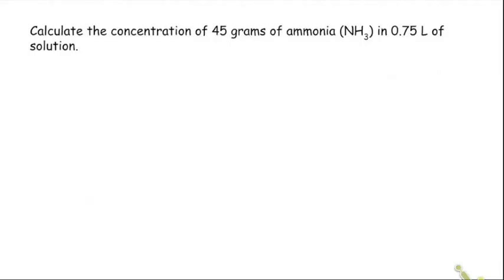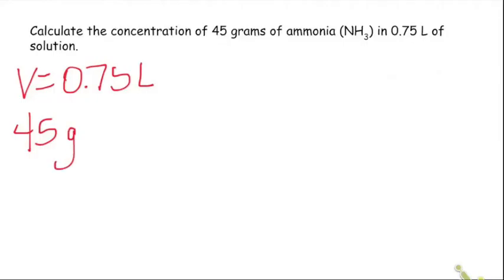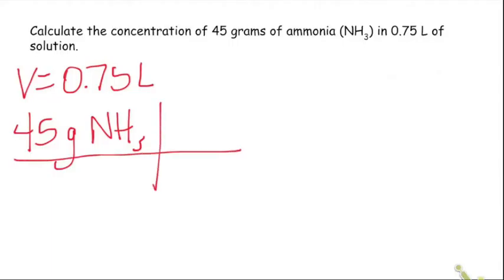We want to find the concentration of 45 grams of ammonia in 0.75 liters of solution. So, we know our volume, definitely. We have our volume is equal to 0.75 liters. But this time around, we don't know our moles. What we do know is that we've got 45 grams of NH3. And if you think back to stoichiometry and a number of other things we've done in this class, if you've got mass and you need moles, you can do dimensional analysis and use our molar mass.